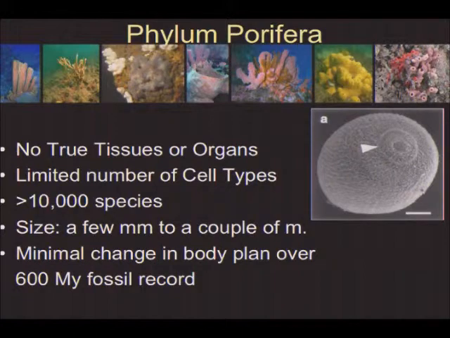It's a very successful phylum, over 10,000 species. Wide range in size, and again, depending on who you believe, if you really push the fossil record a little bit, you can say that the fossil record goes back about 600 million years. This here is the embryo of a sponge, and then these are the adult forms.